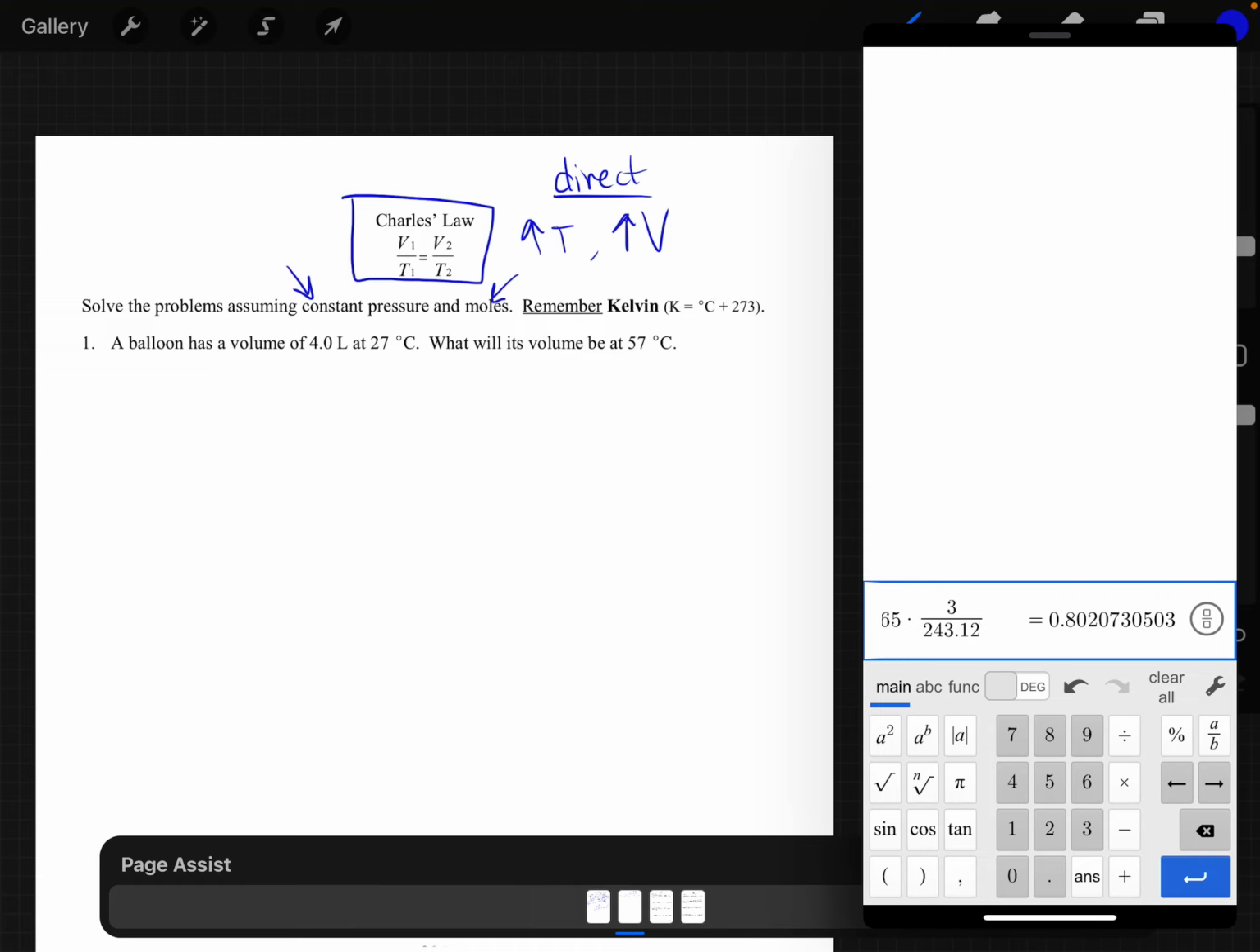One of the biggest issues that people have when they're doing Charles' law is that they're not changing to Kelvin. They're just staying in degrees Celsius, and that's a problem because of some ratios that we end up having to deal with.